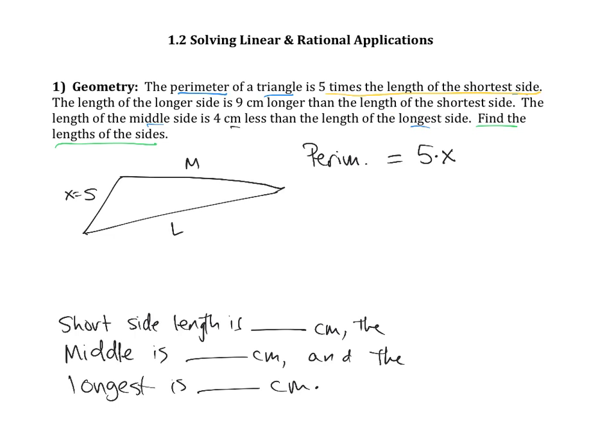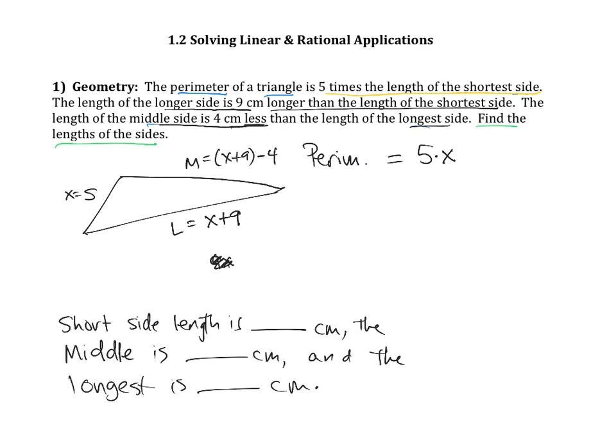Now, the length of the longer side is 9 longer than the shortest. So to be longer, we would need to have that length and then plus 9. It's common to think that it's 9 times x, but that would be much longer. It's just 9 units longer. And now finally, the middle is 4 less than the longest. So we have the longest is x plus 9, and now we need to have 4 less than that, so minus 4.